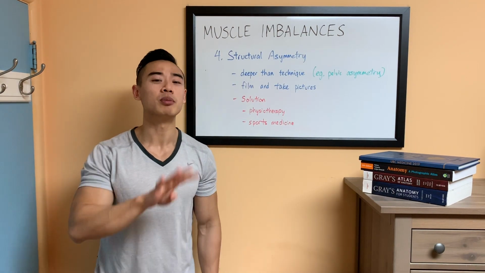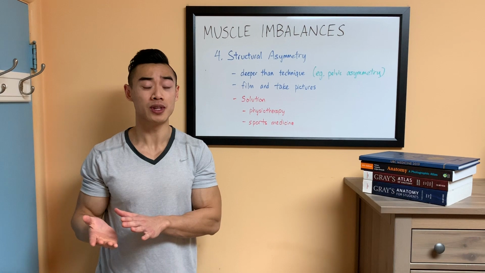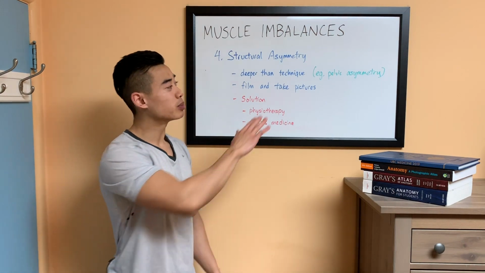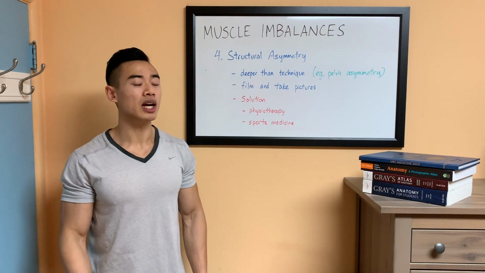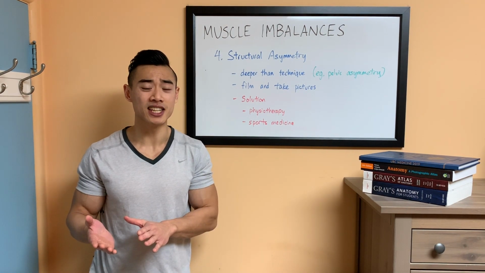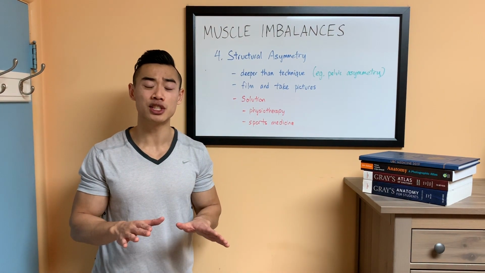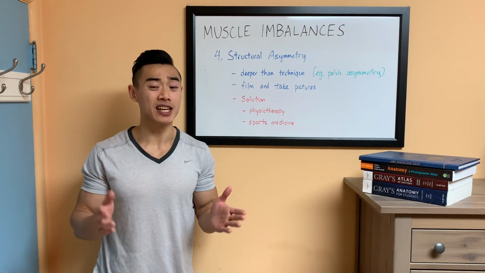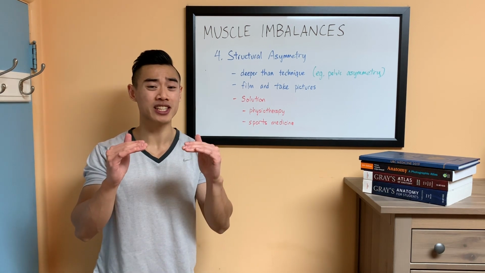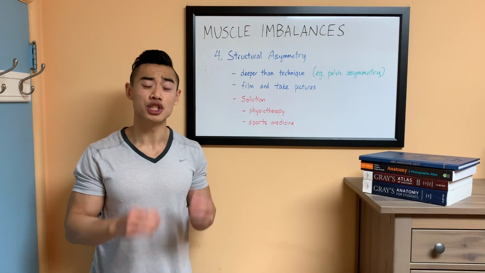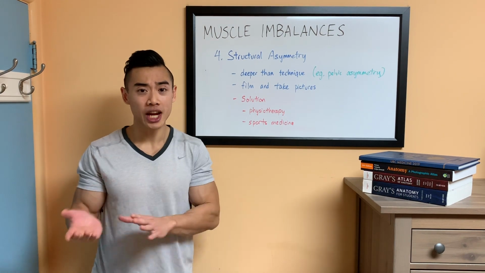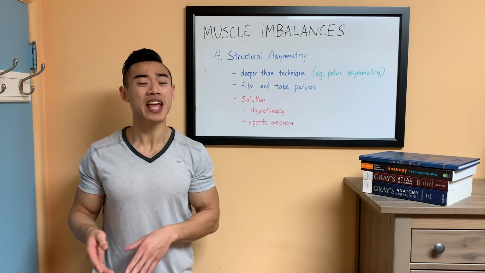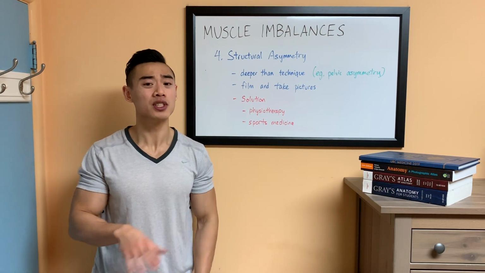Okay, reason number 4 is structural asymmetry. Now, this goes deeper than technique, and the example I'm going to use is pelvic asymmetry. I spent some time working in a sports medicine clinic, and this was a common condition we saw. It's basically where your pelvis actually is out of alignment, which is caused by a number of reasons, but it can throw off your mechanics, change how you activate your muscles, and lead to other muscles compensating.